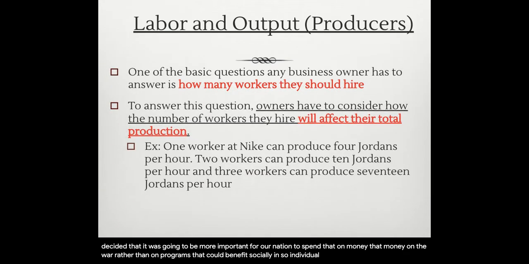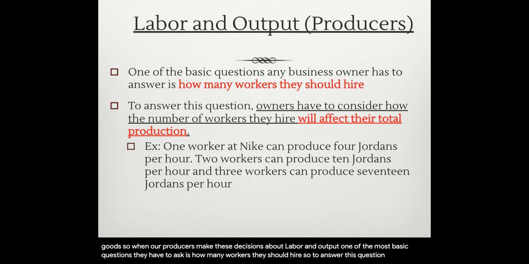So, individual companies also have to make these decisions as well. Producers have to decide how much they are going to produce and at what cost they're going to produce these things. And then consumers are the people who are buying the goods. So, when our producers make these decisions about labor and output, one of the most basic questions they have to ask is how many workers they should hire.